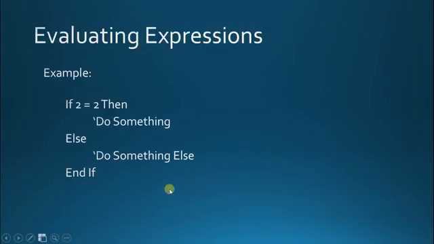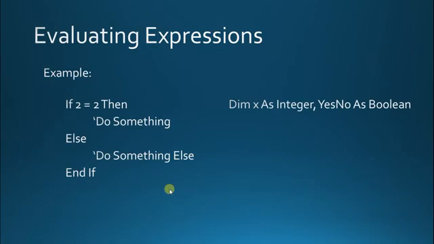Now, a more real-world example would be something like this. Dim x as integer, and you'll notice I have a comma here, followed by yes, no as boolean. Now, this would be the same as if I had put this yes, no as boolean down on another line and dim'd it as well.